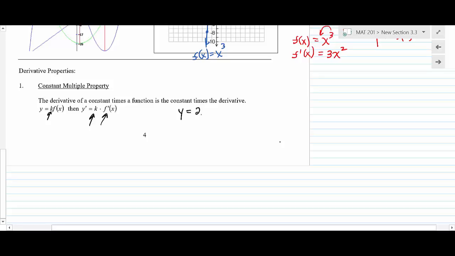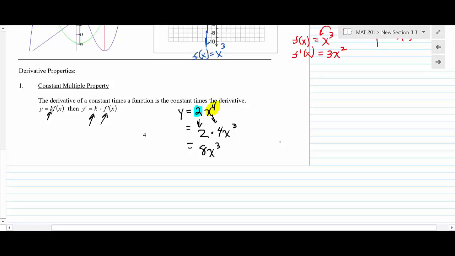Say that you had 2x to the fourth. Okay? In this function, you have x to the fourth and then you have a constant. So what you really do when you do the derivative is you just write down the constant. You don't do the derivative of the constant, because the derivative of 2 is 0. Don't do that. Just write it down and then do the derivative of x to the fourth, which is 4x to the third, right? So what you get is 8x to the third like that.